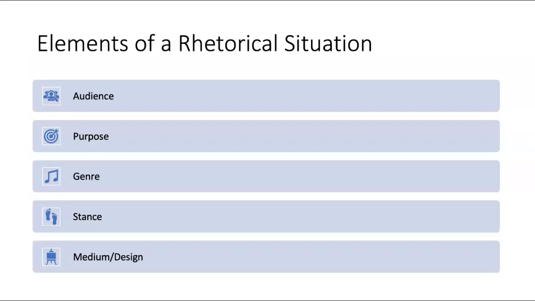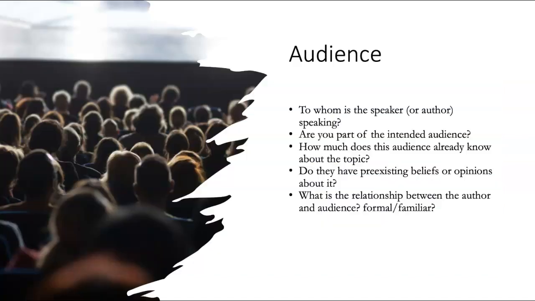Now that you understand what rhetoric is, let's talk about rhetorical situations. A rhetorical situation is any situation in which someone is communicating, and it consists of several different elements: audience, purpose, genre, stance, medium, and design. We're going to be using these elements all summer as you create your own text, but specifically, we'll be practicing analyzing the rhetorical situation of images for our first project. So let's look at each of these elements a little bit more closely.